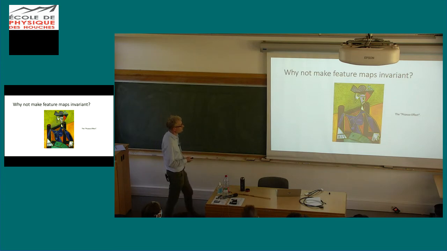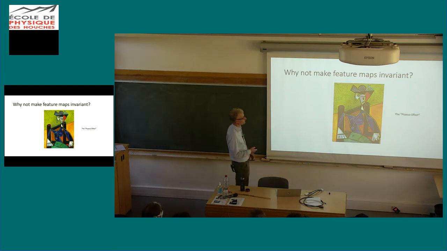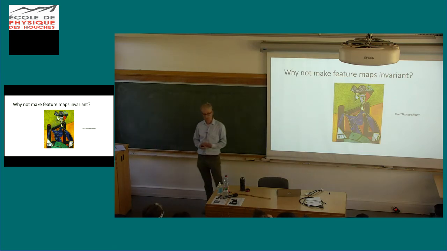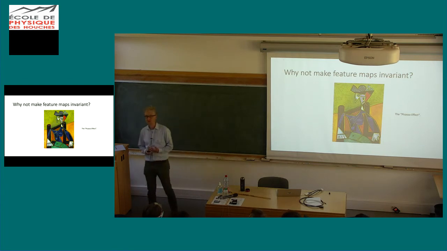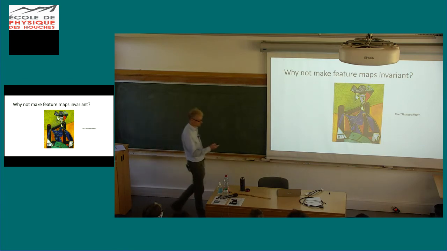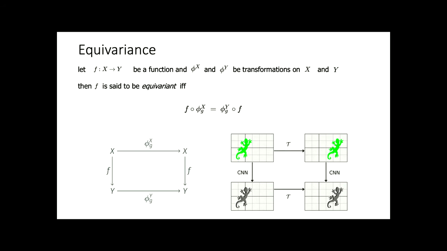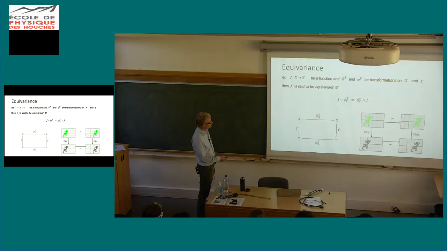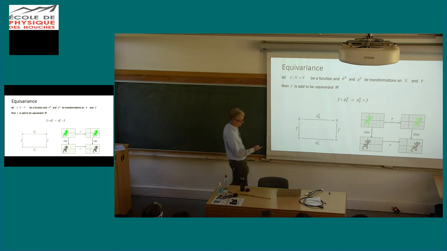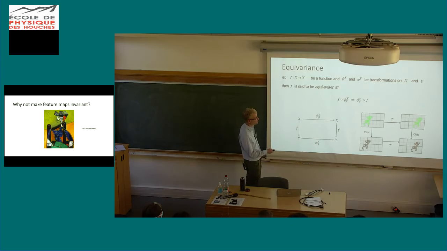And then you can ask yourself, why not make things invariant right from the get-go? So why do we insist on equivariance rather than invariance? What is invariance? Invariance would be if this map here is the identity map. In some sense, whatever you get out here is just the identity transformation. It doesn't do anything. That's a complete invariance, an invariant map f.